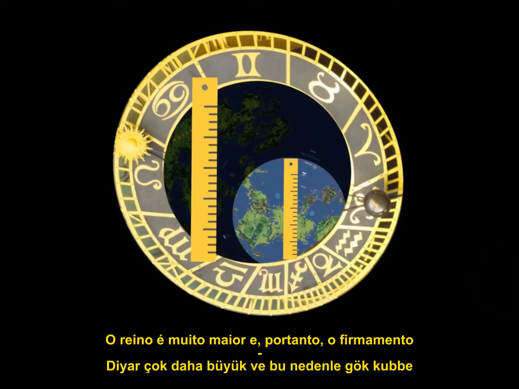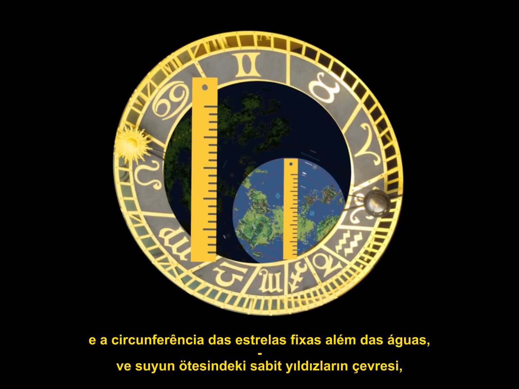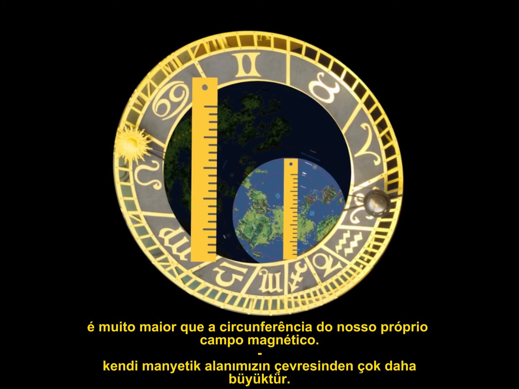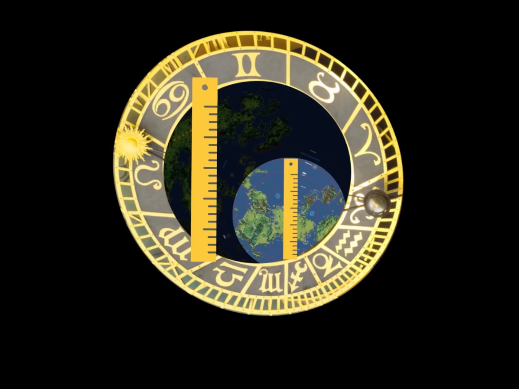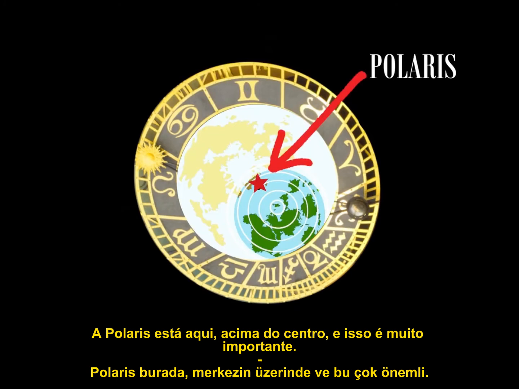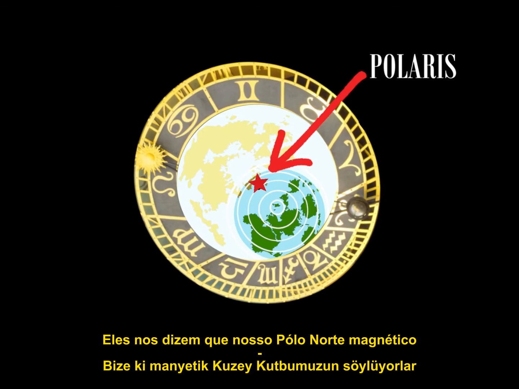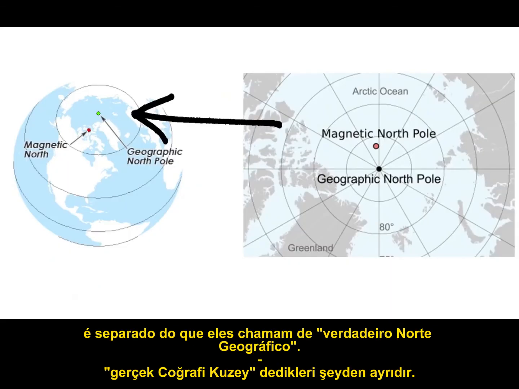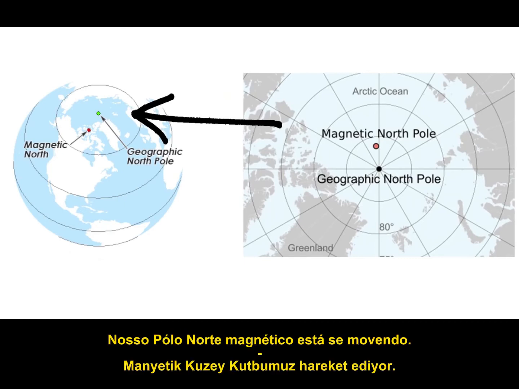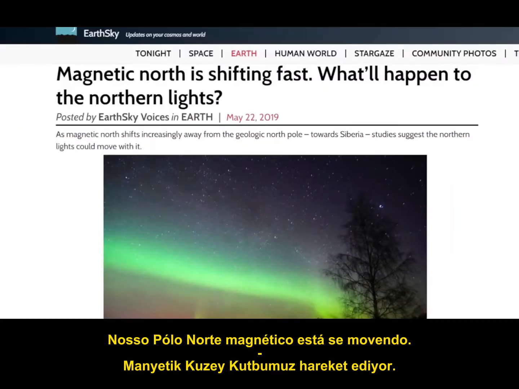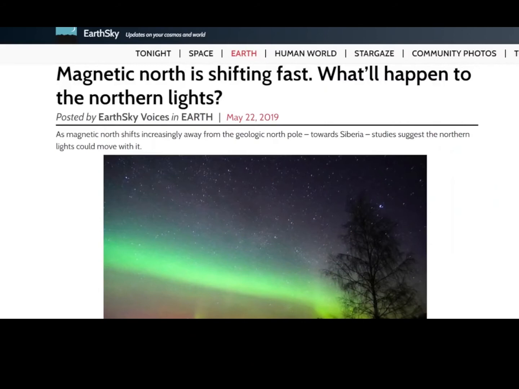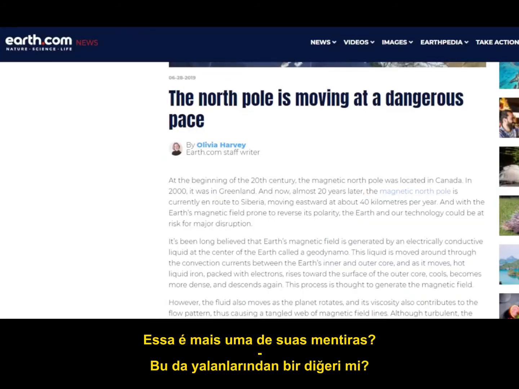The realm is much larger, and therefore the firmament and circumference of the fixed stars in the water beyond is much larger than the circumference of our own magnetic field. Polaris is here, above the center, and this is so important. They tell us that our magnetic North Pole is separate from what they call true geographic north. Our magnetic North Pole is moving. How can that be? Is that just another one of their lies?